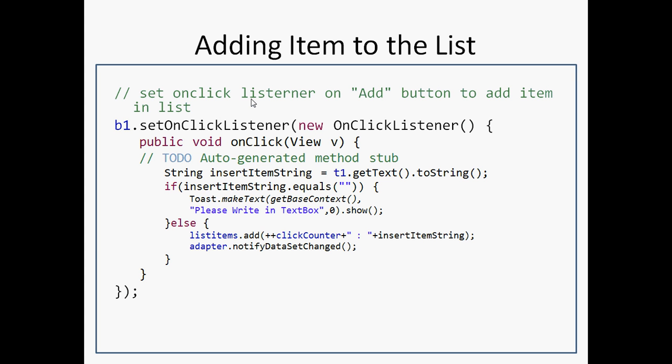So when you implement this, what will happen? The item will be added to the array list, and after adding that item to the array list, your adapter will be updated. As soon as your adapter is updated, that item will be reflected on the list view. So when you implement this, you will come to know about it.